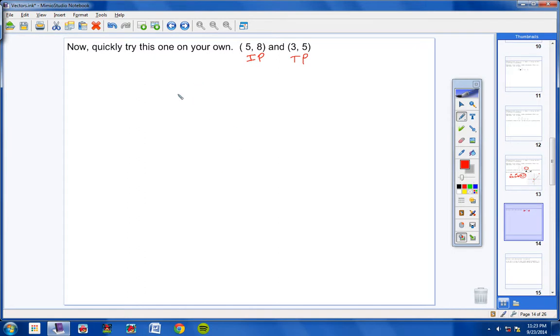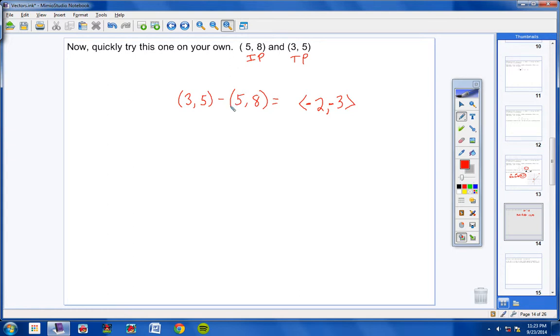All right, your terminal point comes first, so 3, 5. Your initial point comes second, which is 5, 8. And here we go. 3 minus 5, excuse me, that's not right, -2. And 5 minus 8, comma, -3.